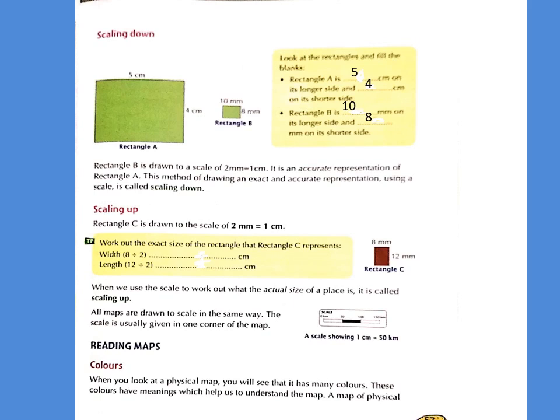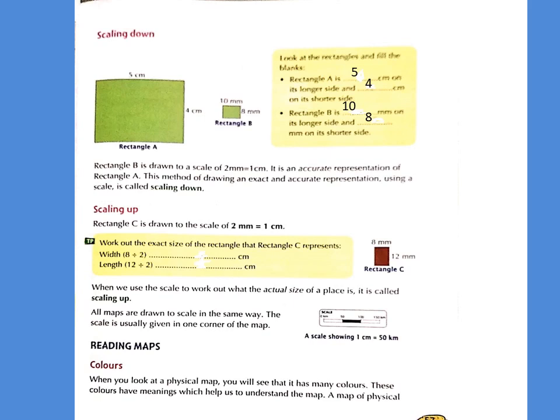Next is scaling up. Rectangle C, another rectangle. Can you see that brown rectangle? Yes. It is drawn to the scale of 2 millimeter is equal to 1 centimeter. Following the same scale, we have drawn this rectangle also. Work out the exact size of the rectangle that rectangle C represents. What is the width of the rectangle C?